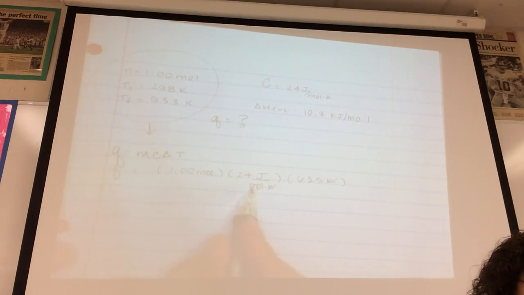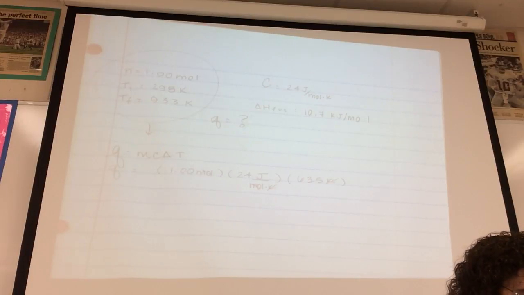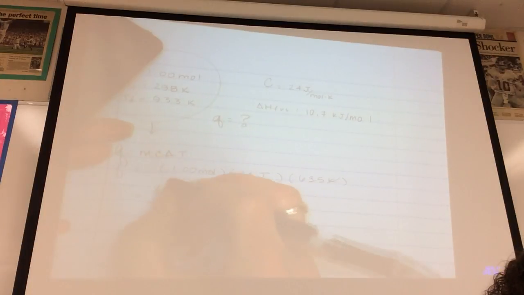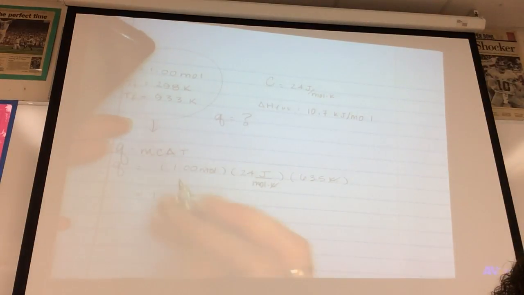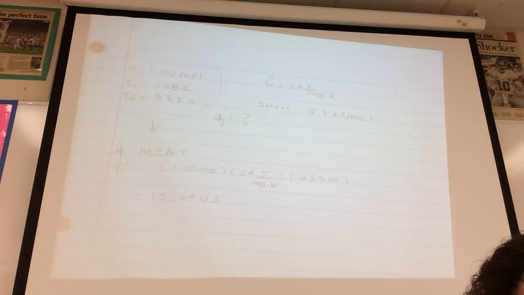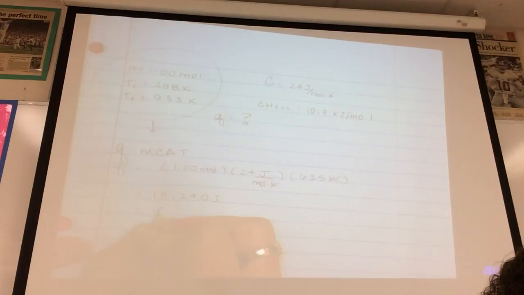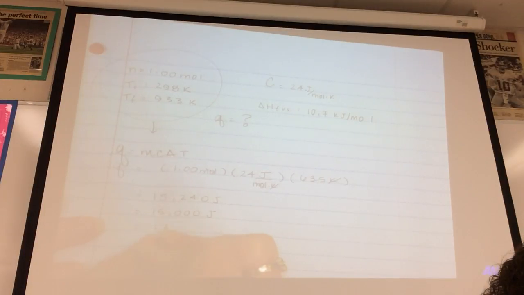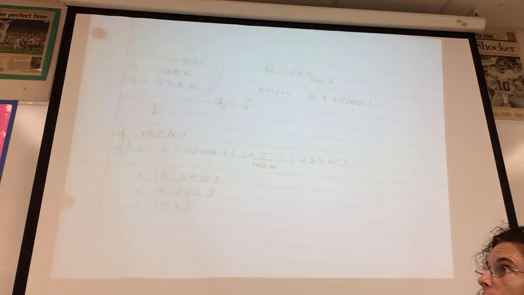So 24 times 635 is 15,240 joules. That's a not so nice 5, so it may not be clear. And with sig figs, you should be at 15,000 joules. And you also have some kilojoules floating around here, so if you want, make it 15 kilojoules. That's the first part. What else do you have to do?